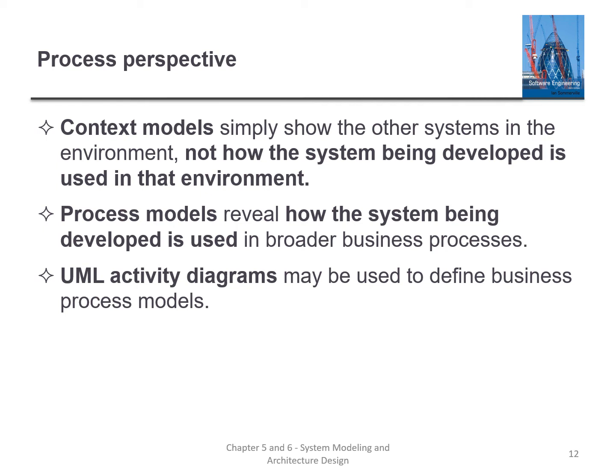Okay, the context model only shows other systems in the environment, but it does not show how the system will be developed, right? So just now you only see the system that you are going to develop and what other systems will be interacting with it, but it's too simple, it does not tell you how the system will be built. There is another model called the process model. So the process model will cover how the system will be built, right? I mentioned to you just now.